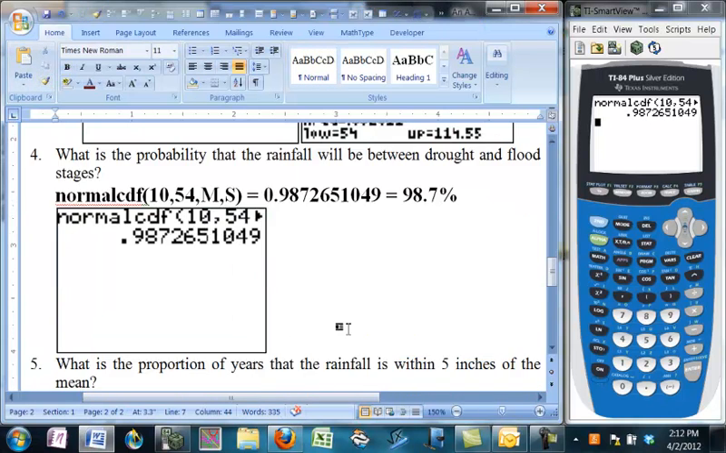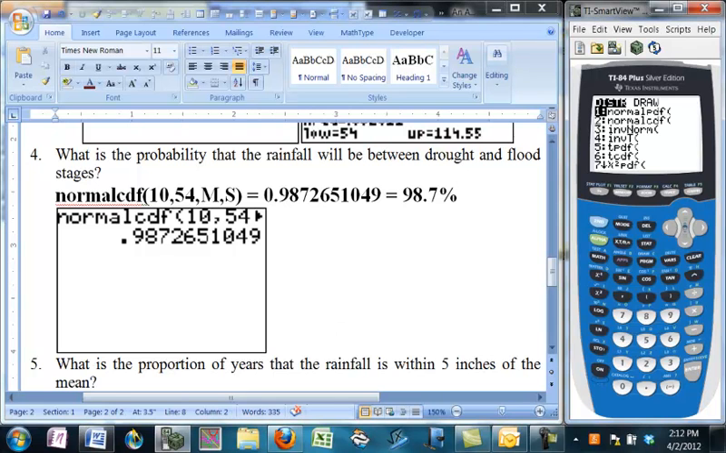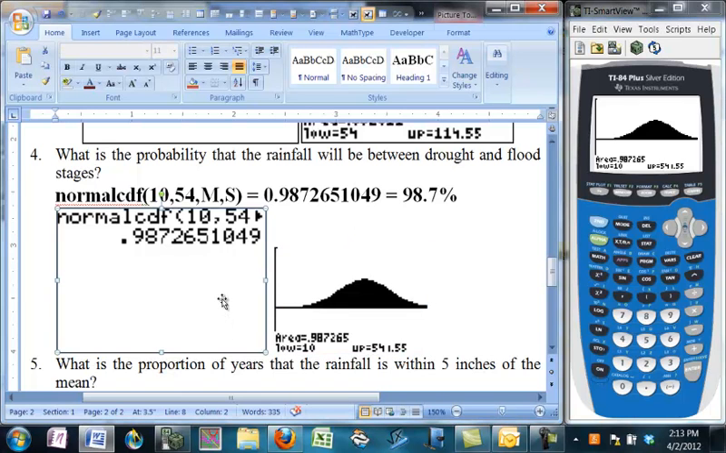And again, if we wanted to shade it, we can. We can go to shade normal and do the same thing. Actually, I'm going to shortcut again, second enter, and change this from normal CDF to shade normal. It's not a bad idea to do both if you've got time, because you can see if it's shading the part that you want, and it gives you a nice visual. It's shading between 10, which is right here, and 54, which is just slightly off screen, but same area.